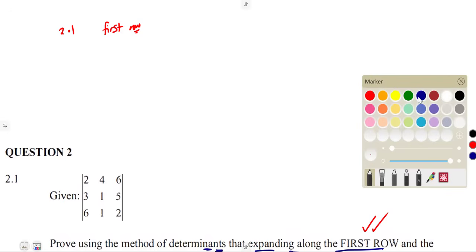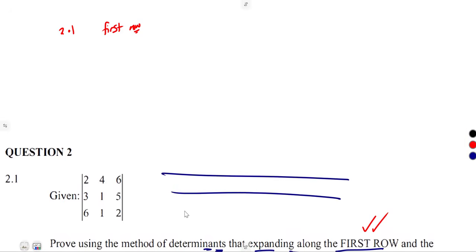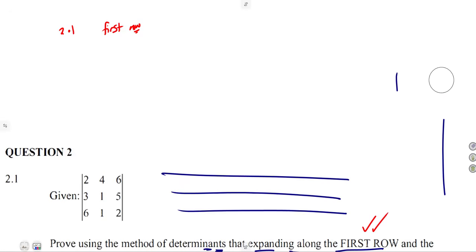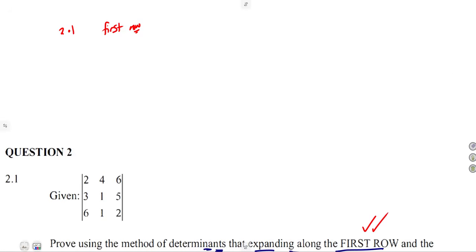So the first row, that is rows. These are rows. These are columns. All right. So we are dealing with these horizontal lines, those are rows. So the first row is this one. So it's first, second, third in that order. Those are rows. So the first row is this one. Expanding along that, we know the signs are going to be plus, minus, plus. Okay. So let's find our determinant, guys.